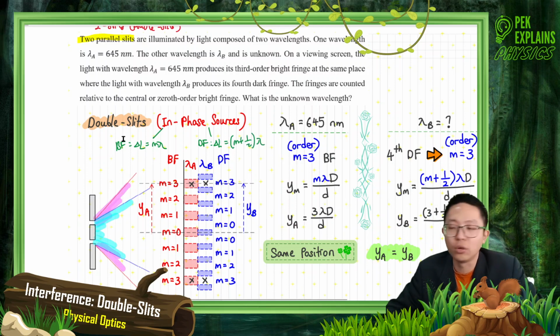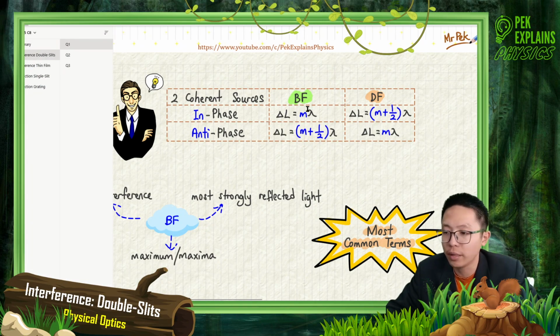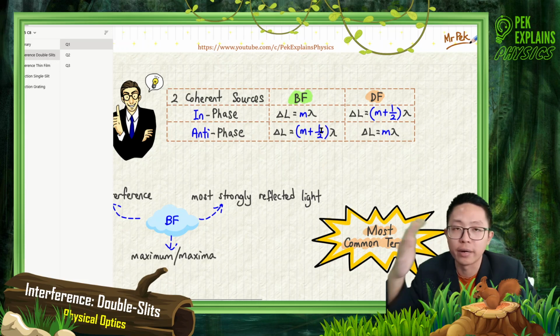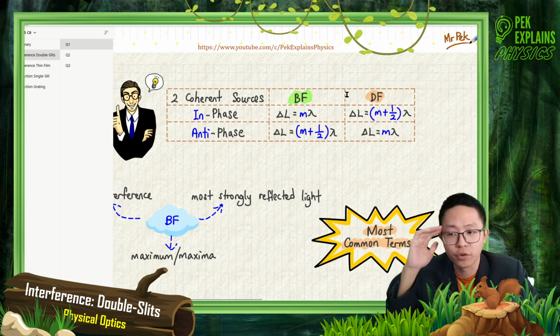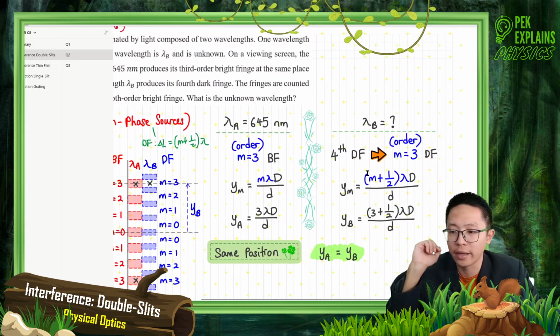Why do I always go back to this table? Because I don't memorize the formula. I always go back to the concept. What happens if in phase? What happens if anti-phase? What happens to the formula of bright fringe and dark fringe? I always go back to this main concept, and from there I can derive the formula for Ym.